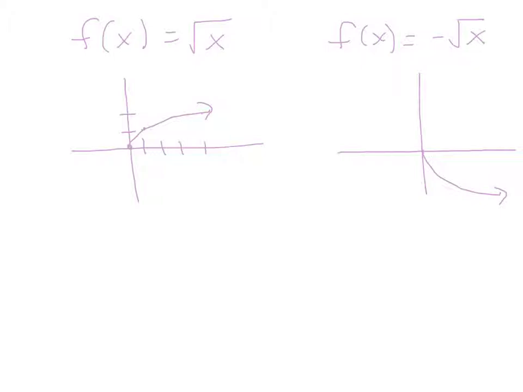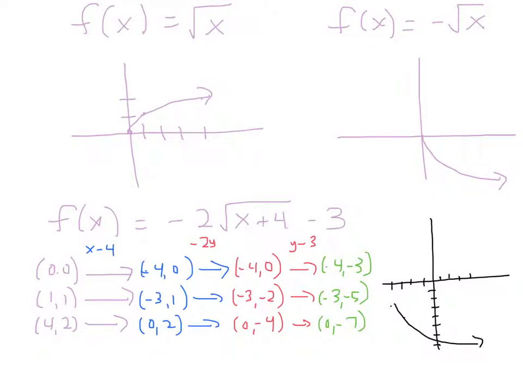And obviously if you had several transformations going on at the same time, your picture would look more complicated. So let's do a really complicated one: negative 2 square root of x plus 4, minus 3. So if you recall from last year, we would start with 3 very obvious points from our original function. I picked (0, 0), (1, 1), and (4, 2). And we would do our transformations from the inside out.